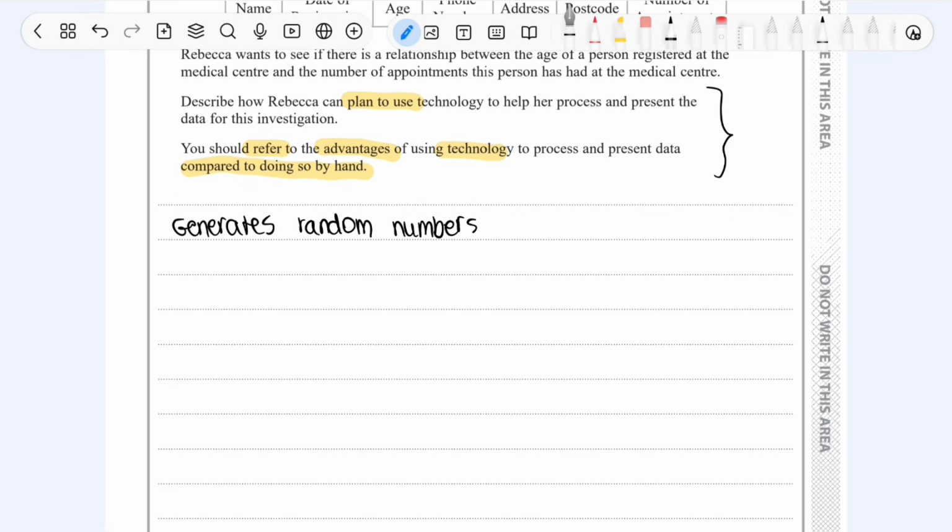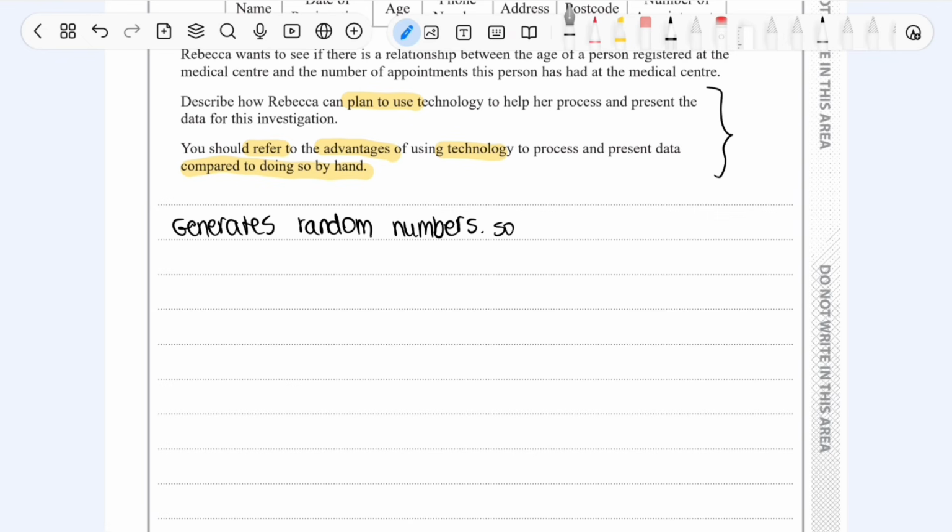Now, the last bullet point here makes this more focused. You should refer to the advantages of using technology compared to doing so by hand. So compared to doing this by hand, and let's just say for the sake of it that we're using a hat instead of a random number generator, what's the main advantage here? The first thing that comes out to me is that it saves us time.